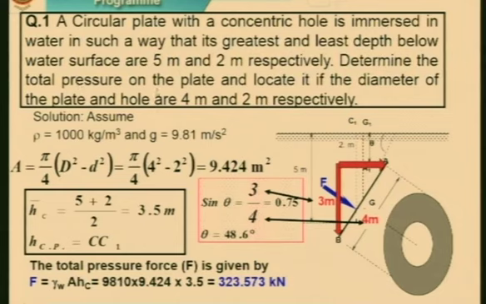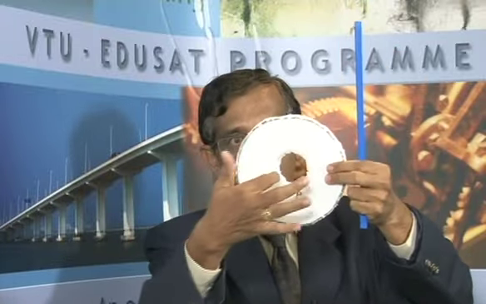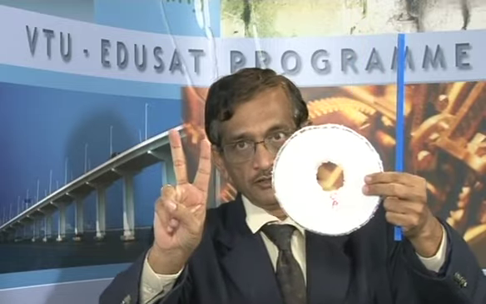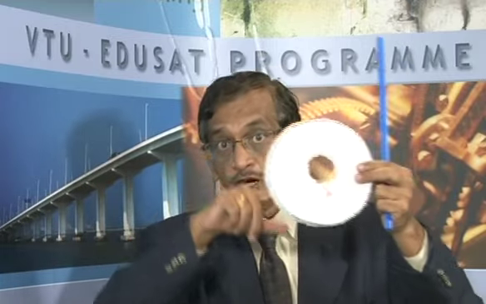Determine the total pressure on the plate and locate the center of pressure if the diameters of the plate and the hole are 4 meter and 2 meter respectively. It means from this end to this end, the diameter is 4 meter. In the hollow, it is 2 meter. Is it okay? So mind it well, it's not a solid plate. If it is a solid plate, the area becomes pi r square directly. Now it's a hollow plate.